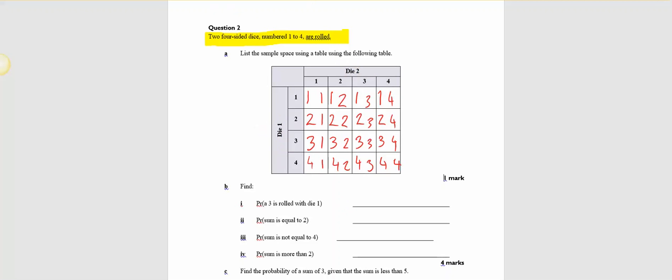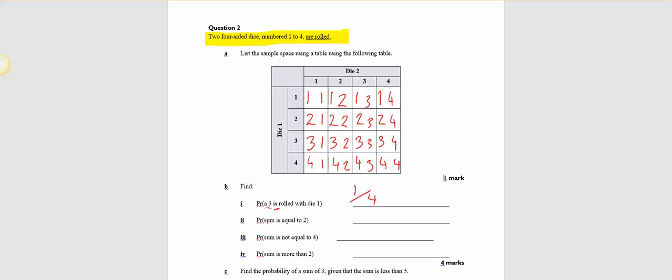The first question says, what probability a 3 is rolled with die number 1? We know that it was a 4-sided die, so it could only be 1, 2, 3, or 4. So it's a 1 in 4 chance of being a 3 with die number 1.